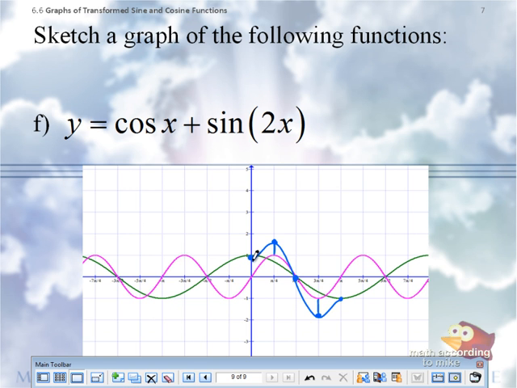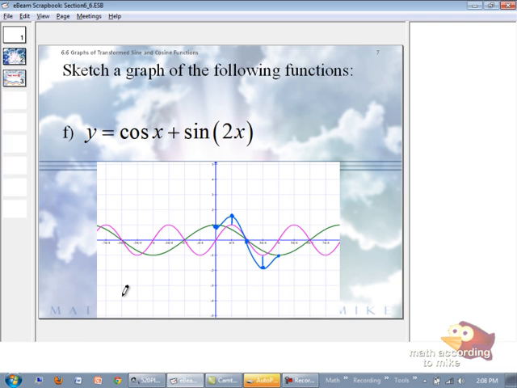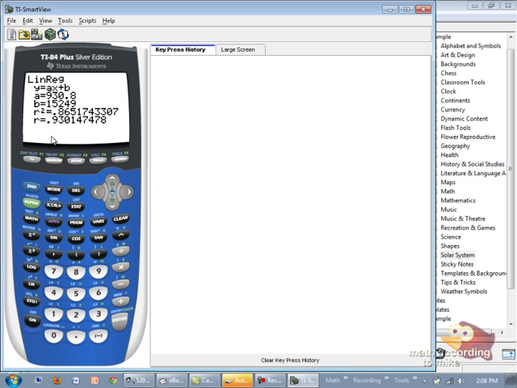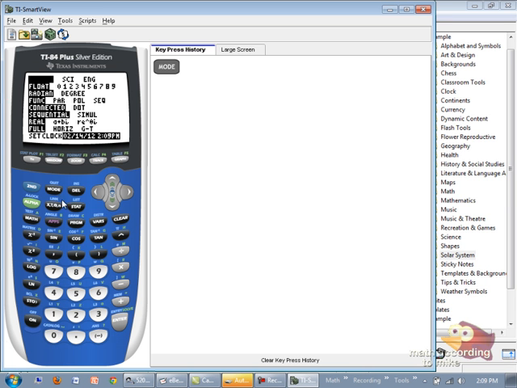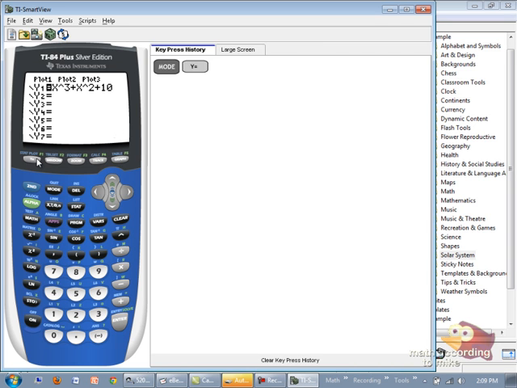I'm not going to finish this one off. But if you want to, in your calculator, feel free to throw in cosine of x plus sine of 2x. However, make sure that you are in radian mode. In fact, I can show you that. So go to mode. I'm already in radian.